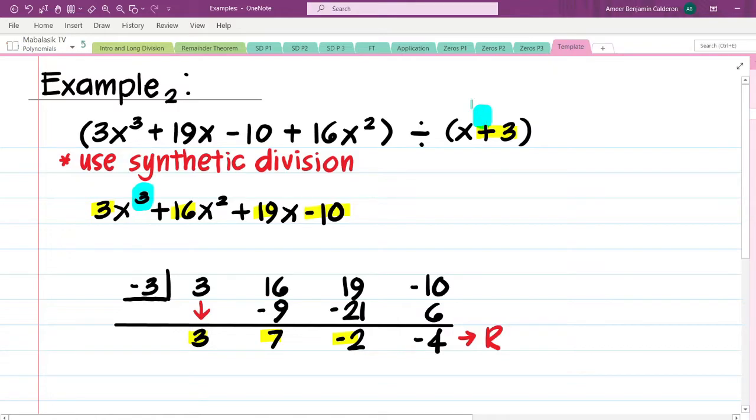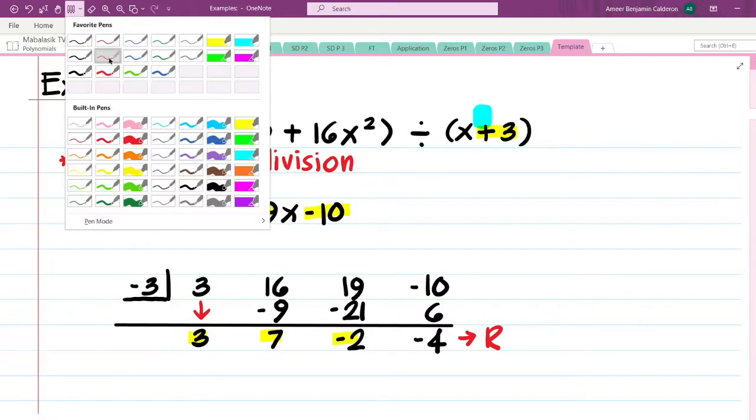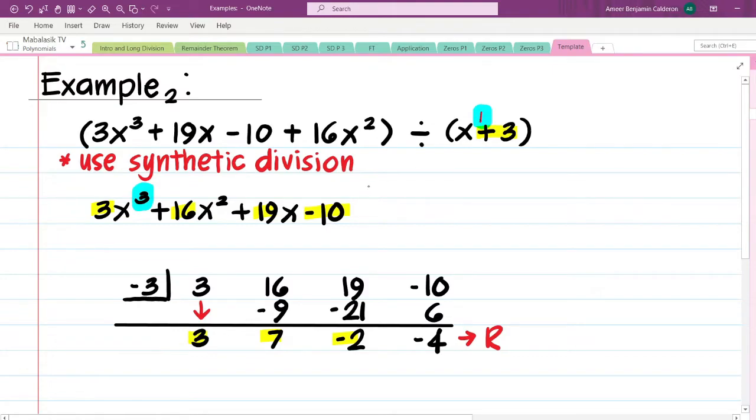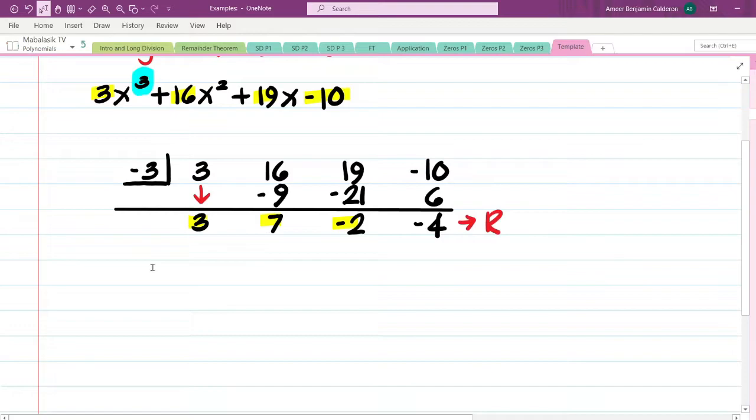What is the degree of the divisor? The largest exponent here is just 1. That can be. Pwede yun. So we have now 3 minus 1 is 2. 2 is the degree of the quotient.